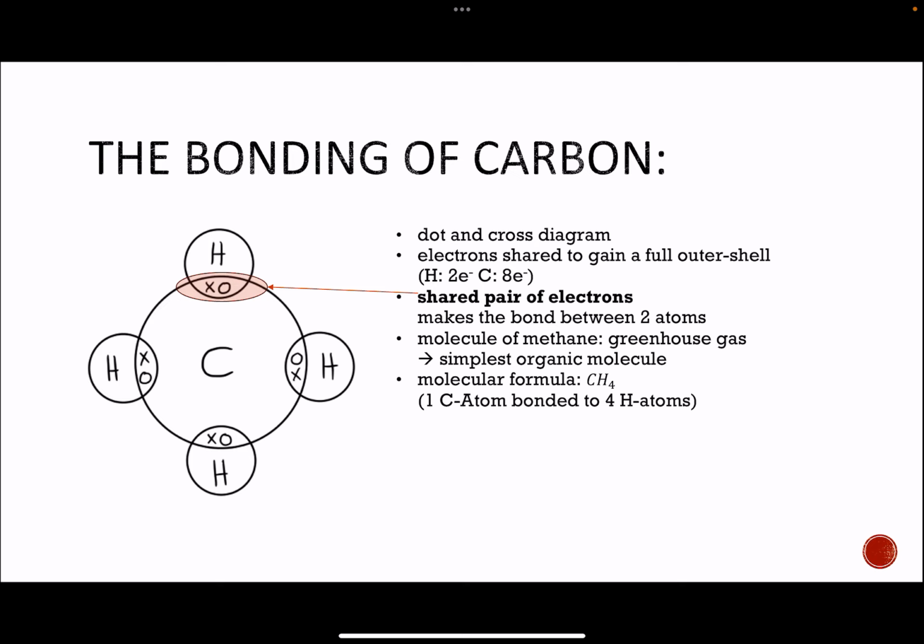I also want to revise the meaning of molecular formula. The molecular formula of methane is CH4, and this tells you that within one molecule of the substance methane, we have 1 carbon atom bonded to 4 hydrogen atoms.